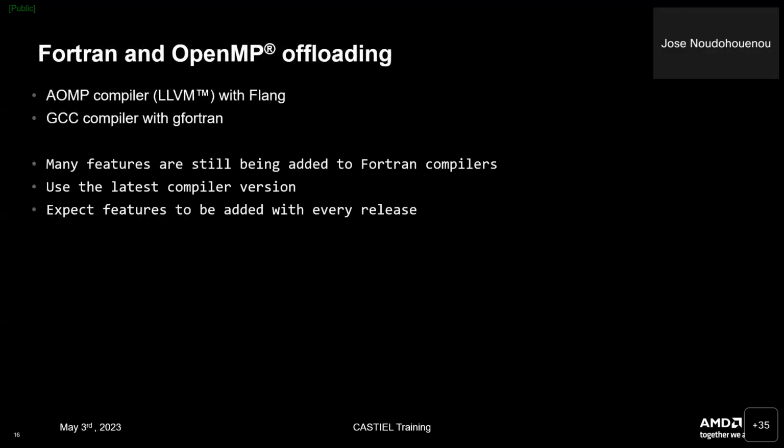Concerning Fortran and OpenMP offloading, we have the OpenMP compiler that is available with Clang. You can use the GCC compiler as well with gfortran, but remember, many features are still being added to Fortran compilers, so use the latest compiler versions, and expect features to be added with every release.